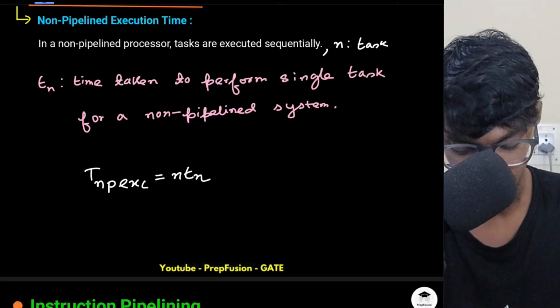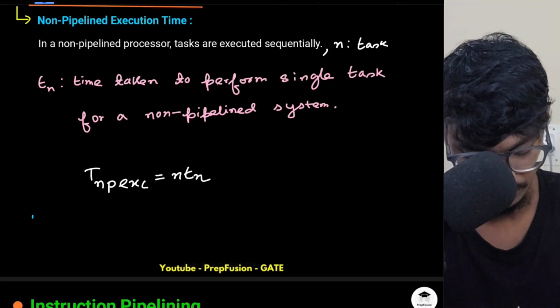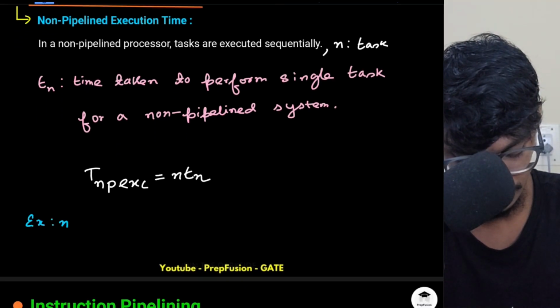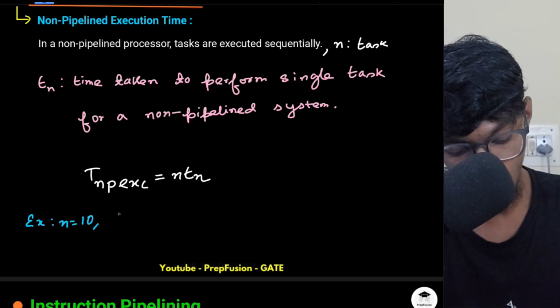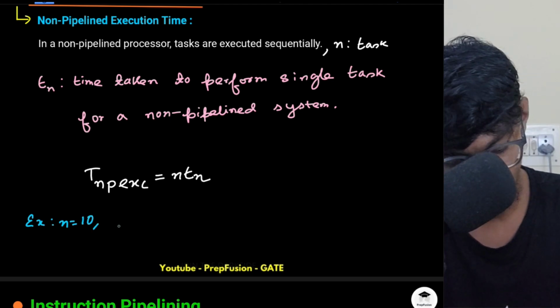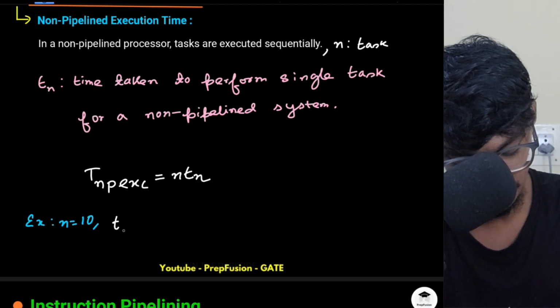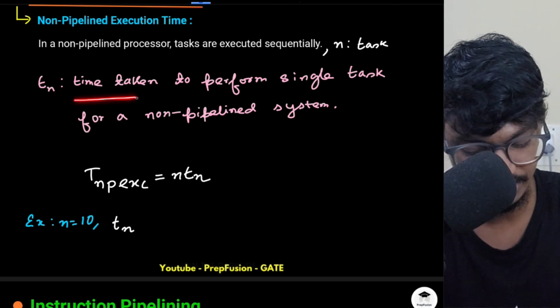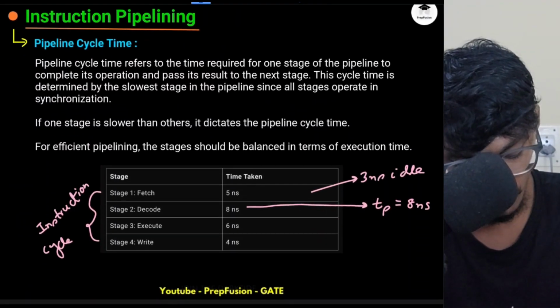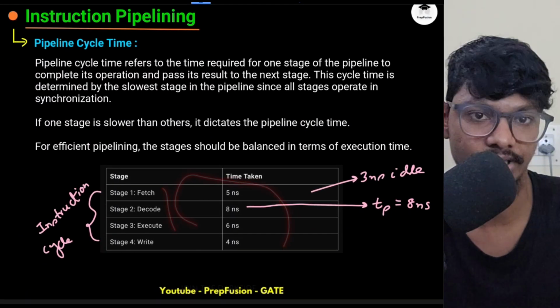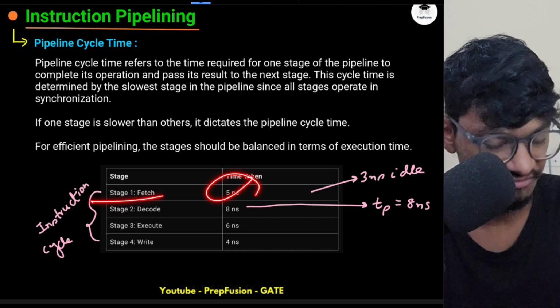Now if I have a non-pipeline system, same example, n is equal to 10. What is my Tn now? What is the definition of Tn? The definition of Tn is the time taken to perform a single task for a non-pipeline system. So what will be the time taken to perform a single task, right? Stage 1 will take 5 nanoseconds.